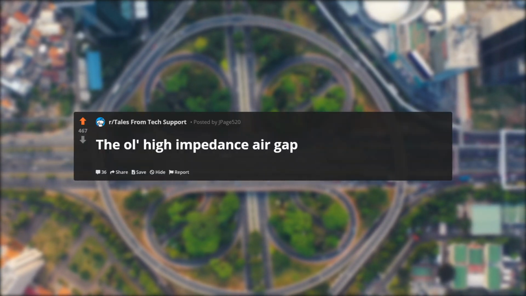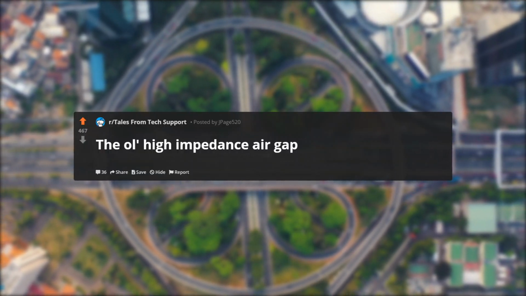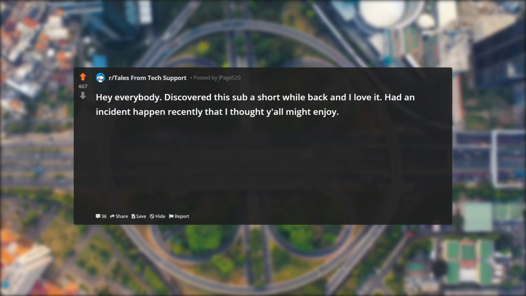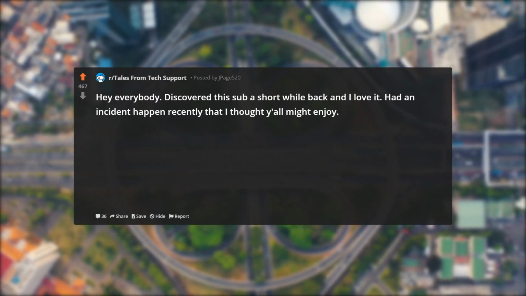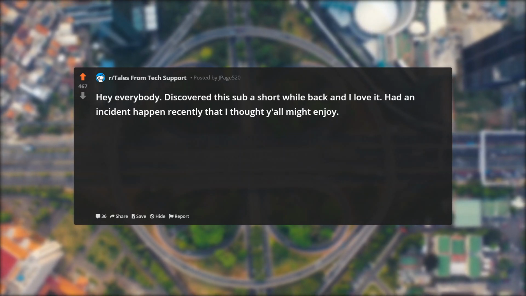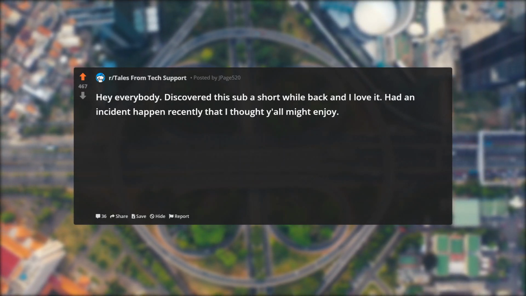So let's get started. The Old High Impedance Air Gap. Hey everybody. Discovered this sub a short while back and I love it. Had an incident happen recently that I thought you might enjoy.